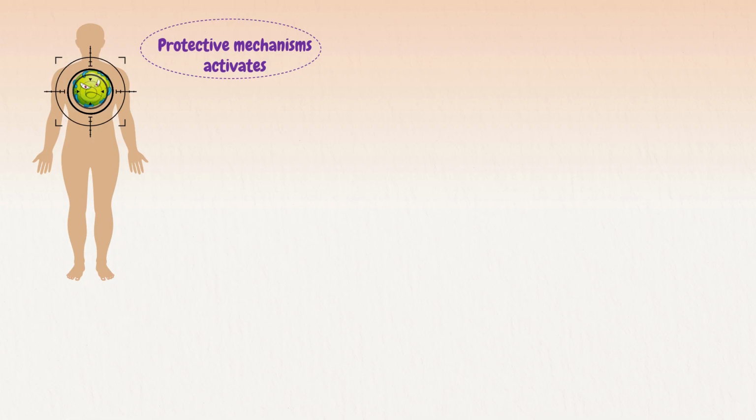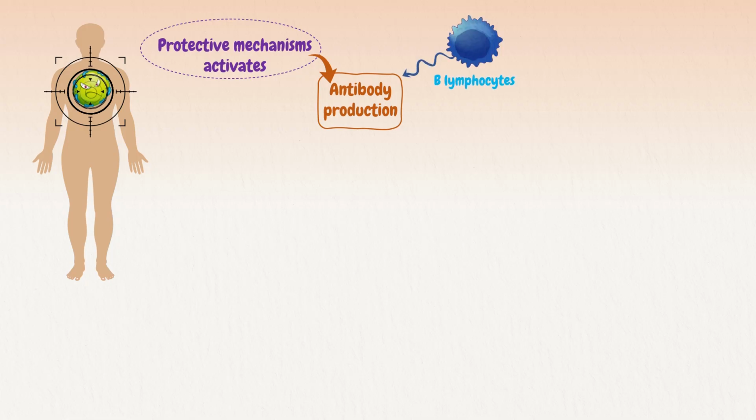When any foreign agent that is alien to the body enters the body, it quickly gets recognized as a foreign body because of its surface molecules that differ from those found inside the body. So after recognition, a number of protective mechanisms activate. Among them, an important one is antibody production. This production is done by specialized immune lymphocytes called B lymphocytes. These B cells recognize antigen by specific receptors present on their surface called BCRs. This BCR is actually an antibody that is anchored on the surface of B cells.